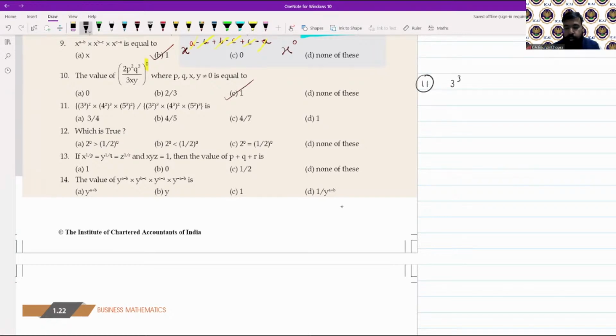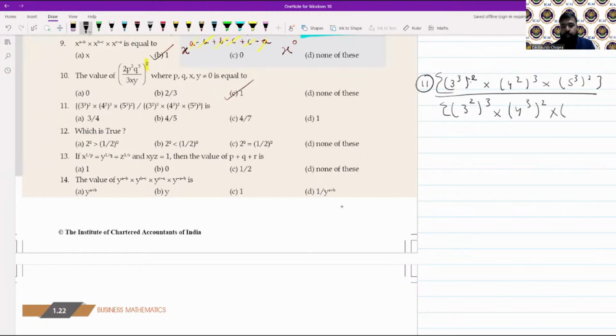3 cube then square multiplied by 4 square then cube multiply by 5 cube then square divided by 3 square cube multiply by 4 cube square multiply by 5 square and then cube. So this is given in the question.